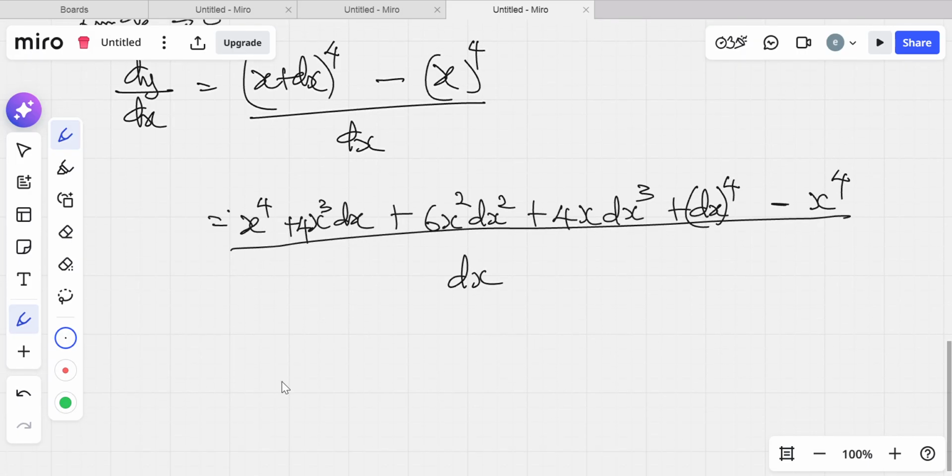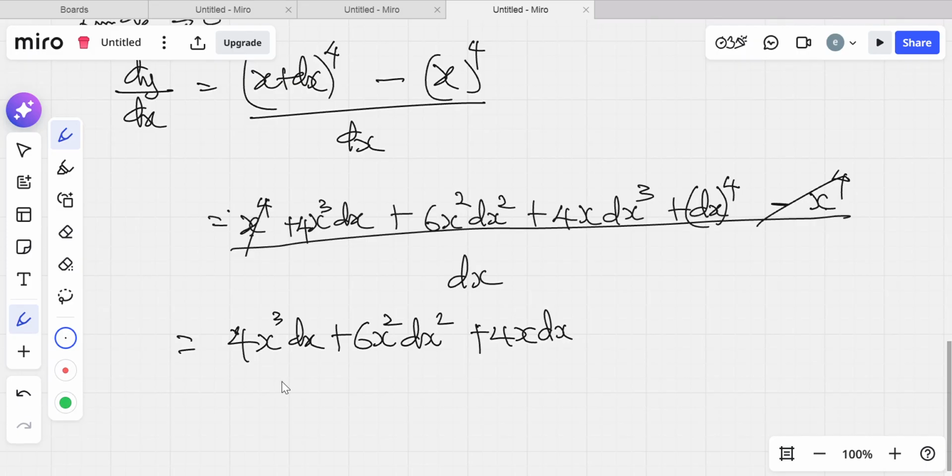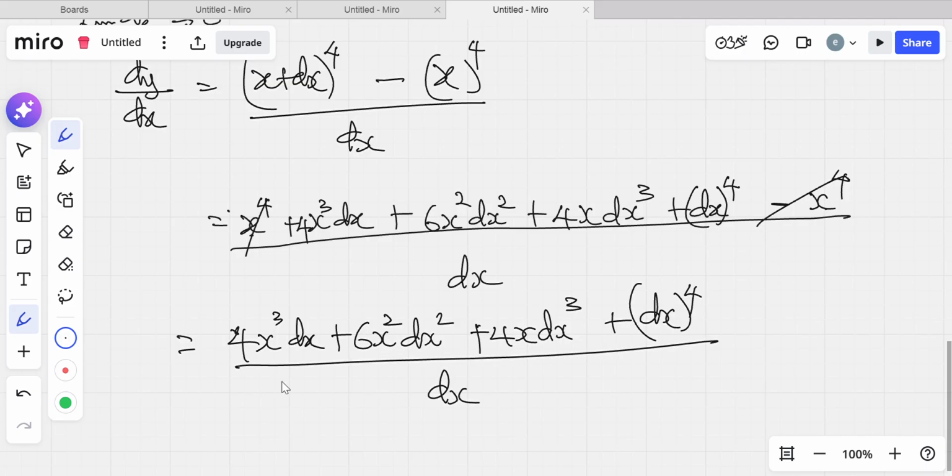So to simplify this, if you bring this and this together, it's gone. So what do we now have? We now have 4x to the power 3 dx plus 6x to the power 2 dx to the power 2 plus 4x dx to the power 3 plus dx all to the power 4, all over dx.